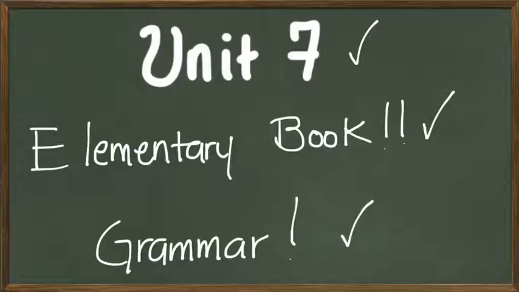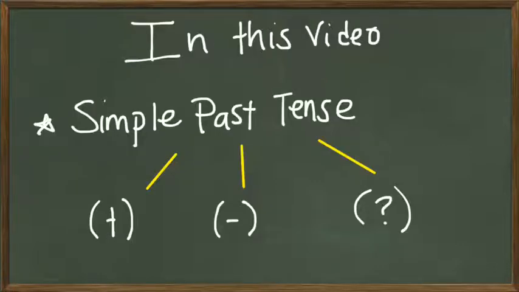Today we're going to be covering Unit 7, of course for our elementary book, and we'll be covering the grammar aspect. So pay a lot of attention because this is a very important unit. Okay, well in this video, basically, what we will see is the simple past tense. We will check the affirmative form, the negative form, and also how to make questions.